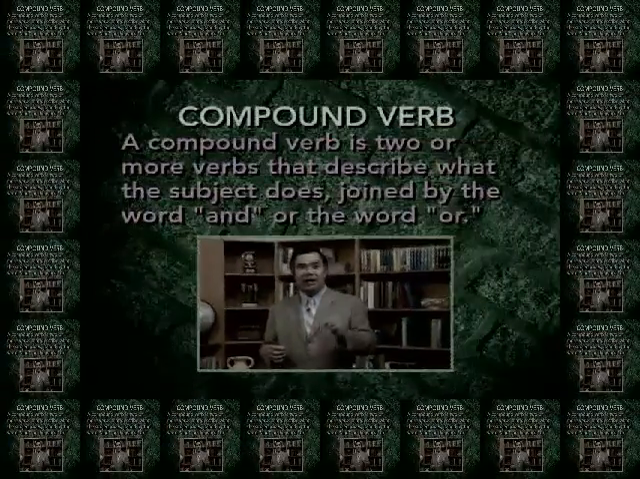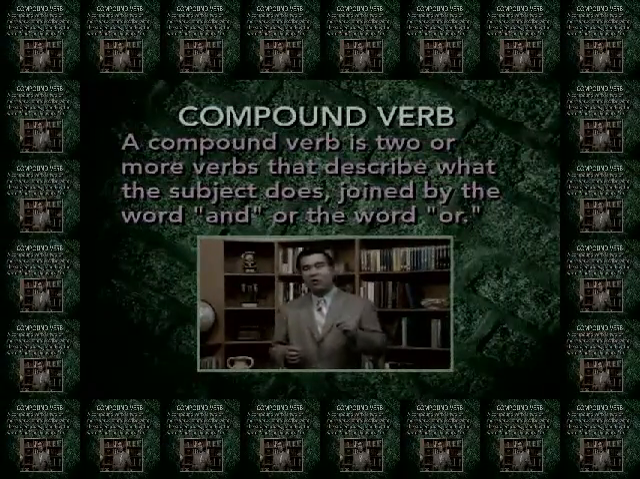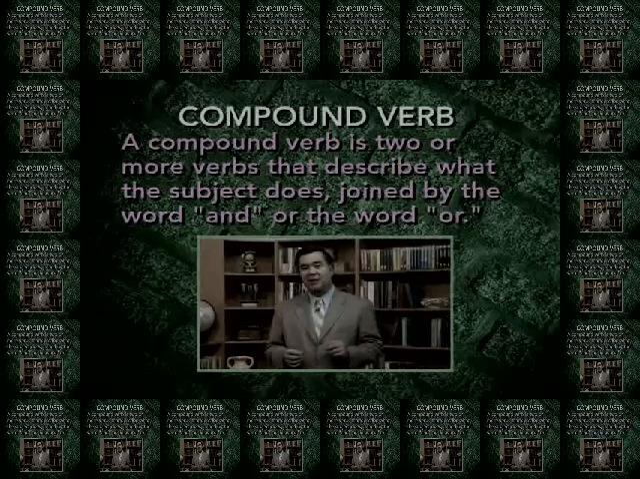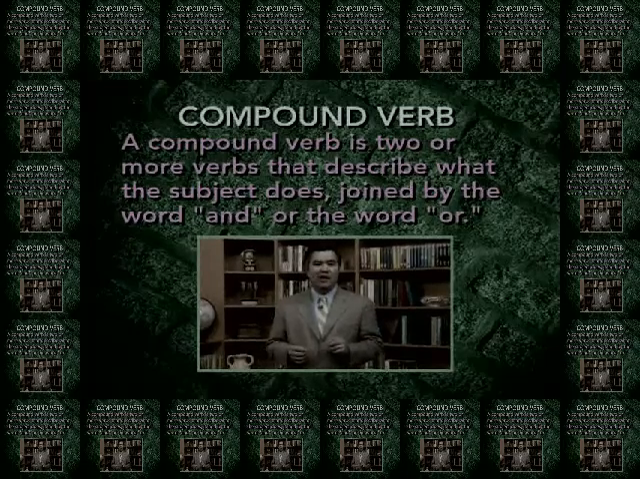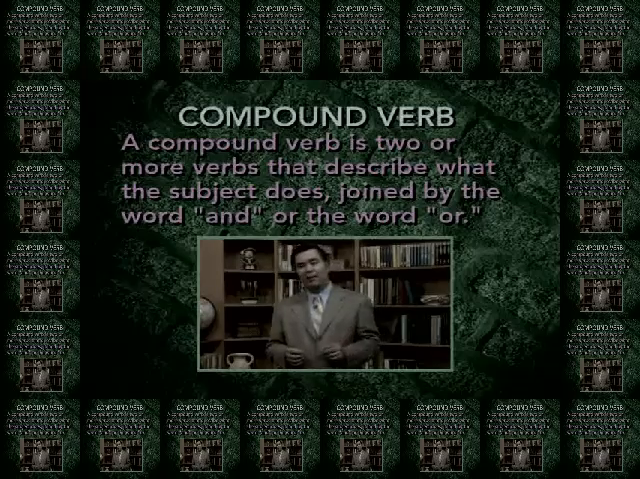Just as a subject can be compound, a verb can also be compound. When a subject is compound, it means that there are two or more things that are acting together in the sentence. Can you guess what a compound verb would be? Well, that's when you have a subject which is doing two or more things. A compound verb is two or more verbs that describe what the subject does. Again, joined by the word and or.